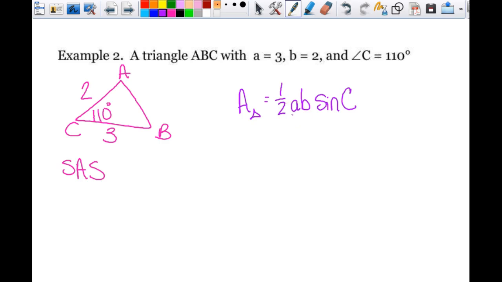Area of a triangle is equal to 1/2 little a times little b times the sine of C, where none of the letters match. That's how you know you got that side angle side going on. So again, this is just a plug and chug problem. You substitute it in and let the calculator do the rest. 1/2 times 3 times 2 times the sine of 110.